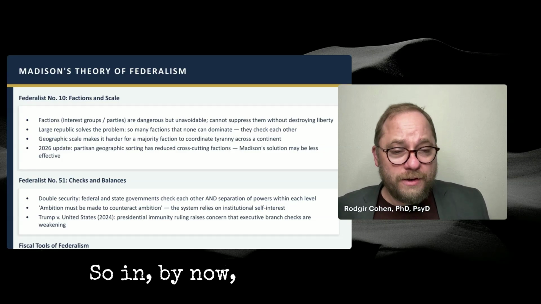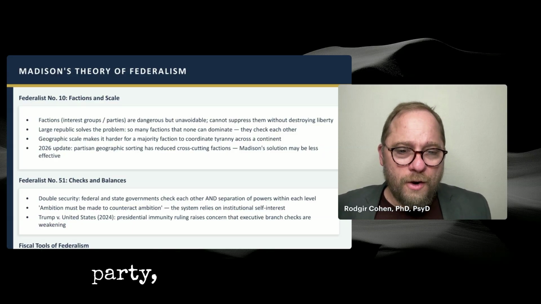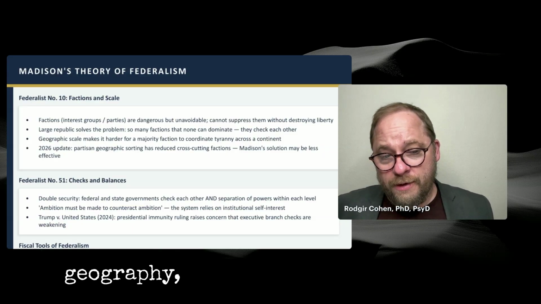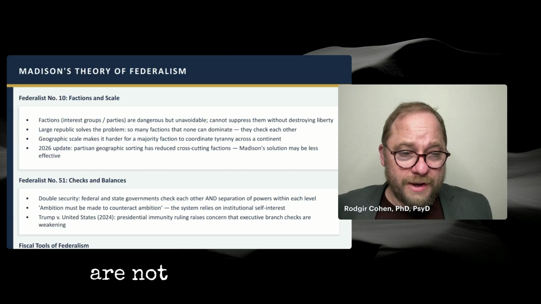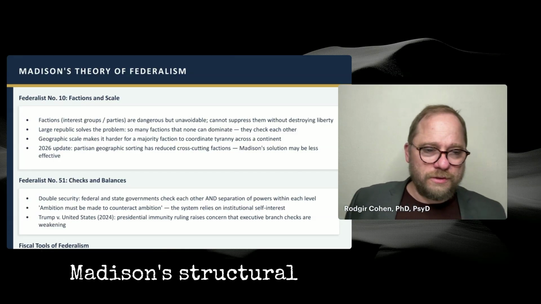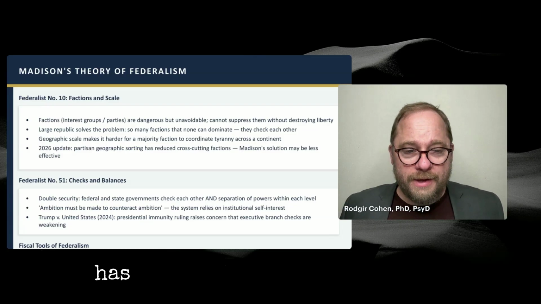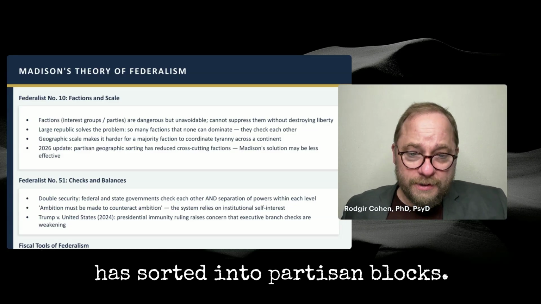So by now, in today's times, we have deep red rural districts and deep blue urban districts where party, race, religion, education, and geography all align, and factions are not canceling each other out. They are intensifying each other. Madison's structural solution may be less effective when the geographic diversity of the extended republic has sorted into partisan blocks.